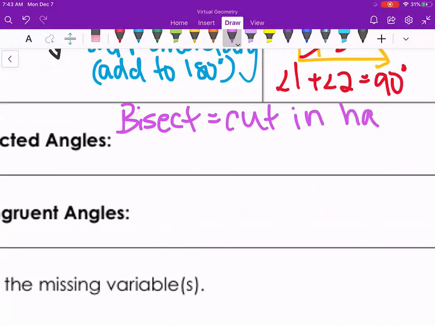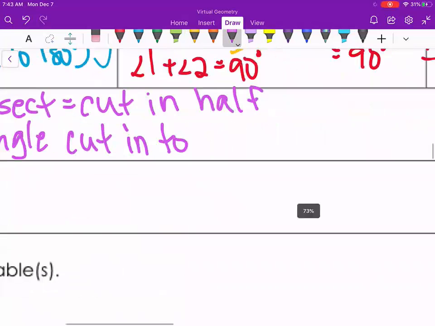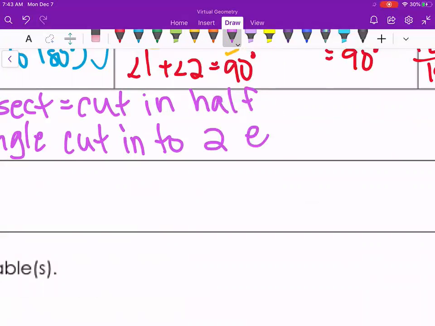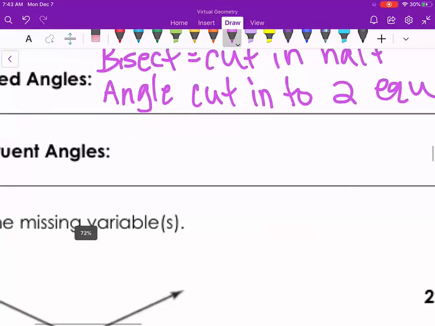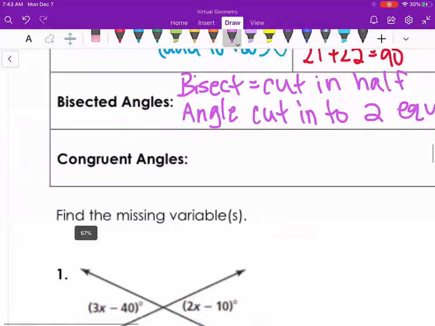So whether we are cutting an angle in half or cutting a segment in half, anytime you see bisect or any variation like bisected, bisector, they always mean we're cutting something in half. So if I'm cutting an angle in half, a bisected angle is an angle cut into two equal parts. And we talked about how we identify those two equal parts, and that's where the next part down, congruent angles, comes in.